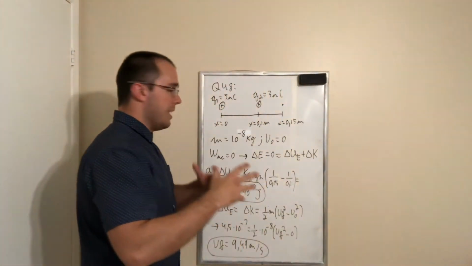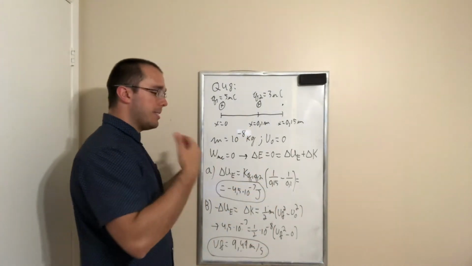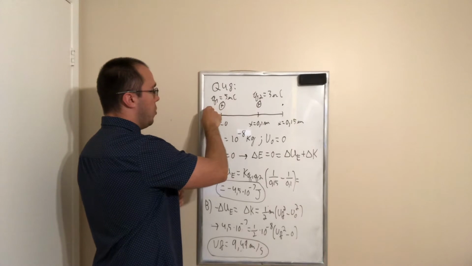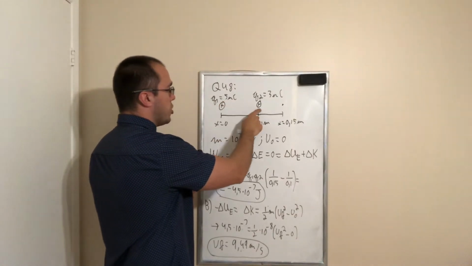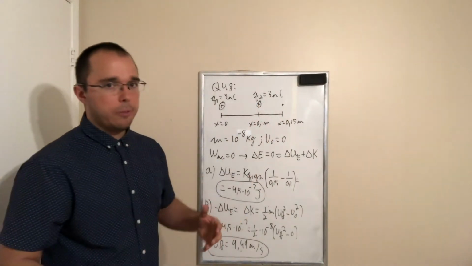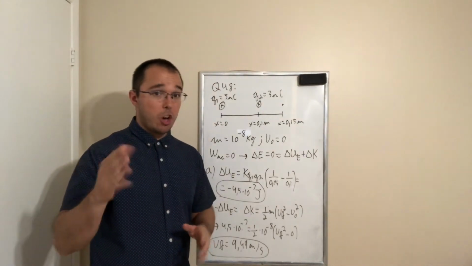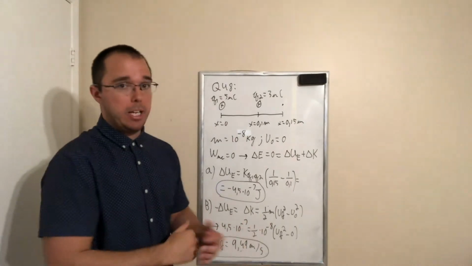So first, let's start to draw a diagram from the problem. What we are seeing in the original diagram is we have a charge. I'm going to name that one Q1. It is equal to 5 nanocoulomb. We have a second charge, Q2, which is equal to 3 nanocoulomb. We are told that the first charge is at the origin, so x is equal to 0. The second charge is initially at x equal to 0.1 meter.